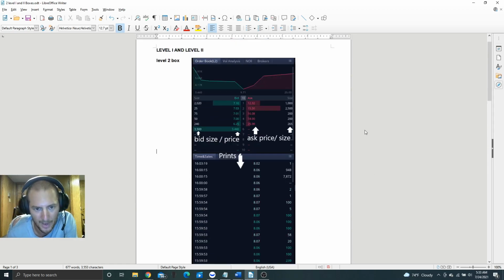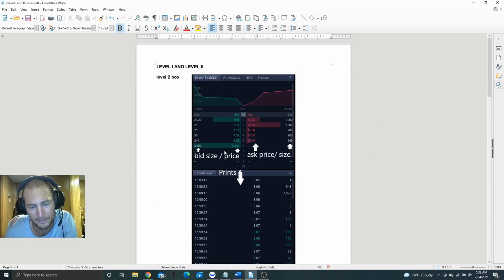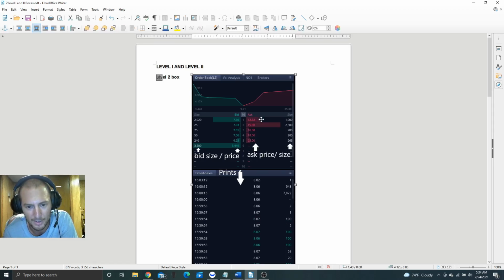So let's go look at that. Over here on the left you're going to see this number at the very top. It's $7.10. That's going to be your current best bid. So currently somebody wants to buy 2,020 shares at $7.10. And then over here to the right you're going to see $12.32 is the best offer. So somebody wants to currently sell 1,000 shares at $12.32.